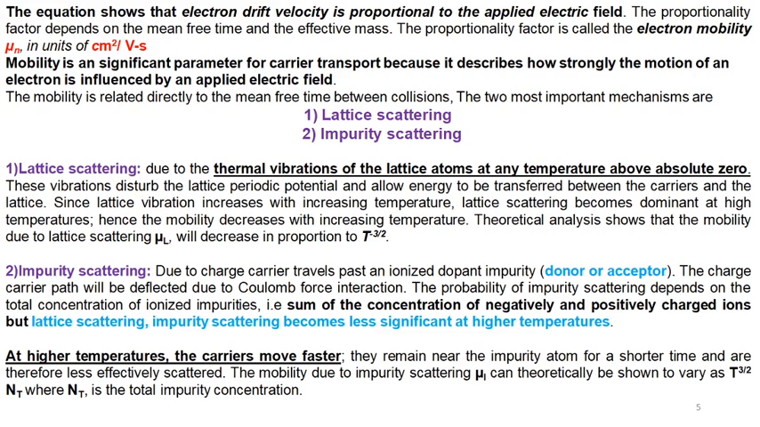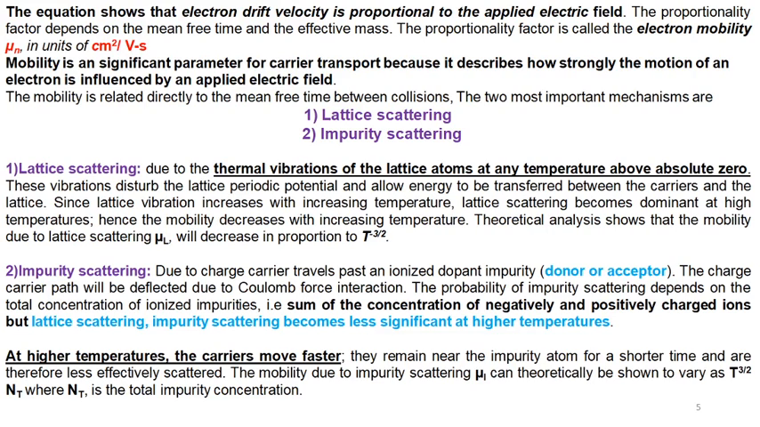Since the lattice vibration increases with increasing temperature, lattice scattering becomes very important at high temperature, and hence the mobility decreases with increasing temperature, because the electrons collide with the lattice atoms. It is shown by the symbol mu L, and it decreases proportional to T raised to the power minus 3/2. Now the other important mechanism is impurity scattering. If you have donors and acceptors, in an n-type or p-type semiconductor, the ionized impurity deflects the charge carrier due to the Coulomb force between them.